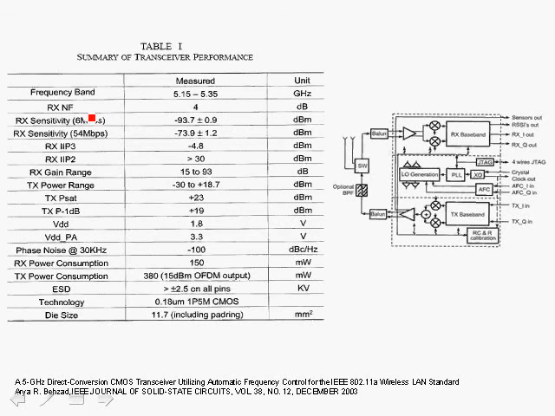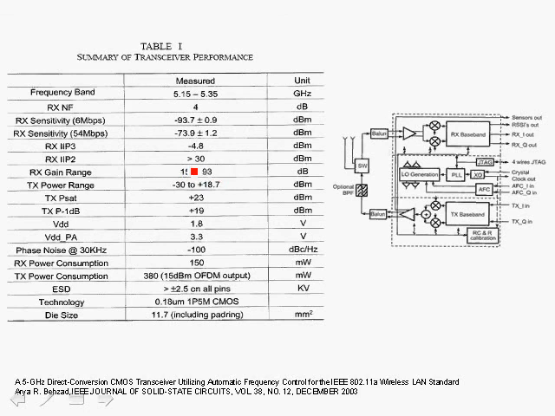A couple of interesting performance metrics here. First of all, they have a noise figure of 4 dB, which is very low, and total RX sensitivity at 6 megabits per second, which is minus 93.7 dB, which exceeds the IEEE 802.11a recommendations by about 10 dB, and also the receive sensitivity at 54 megabits per second beats the recommendation. The RX gain range is from 15 to 93 dB.